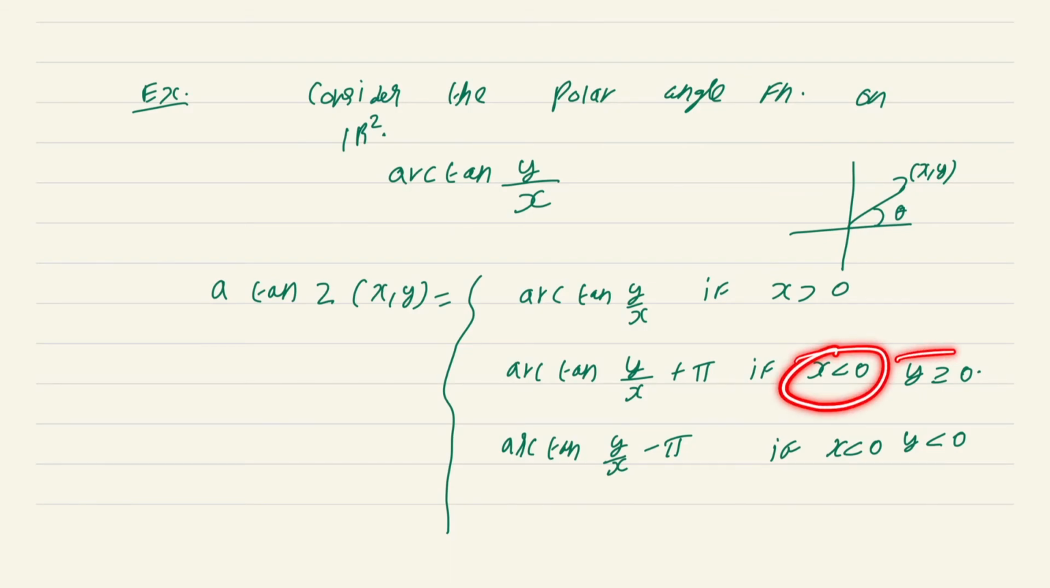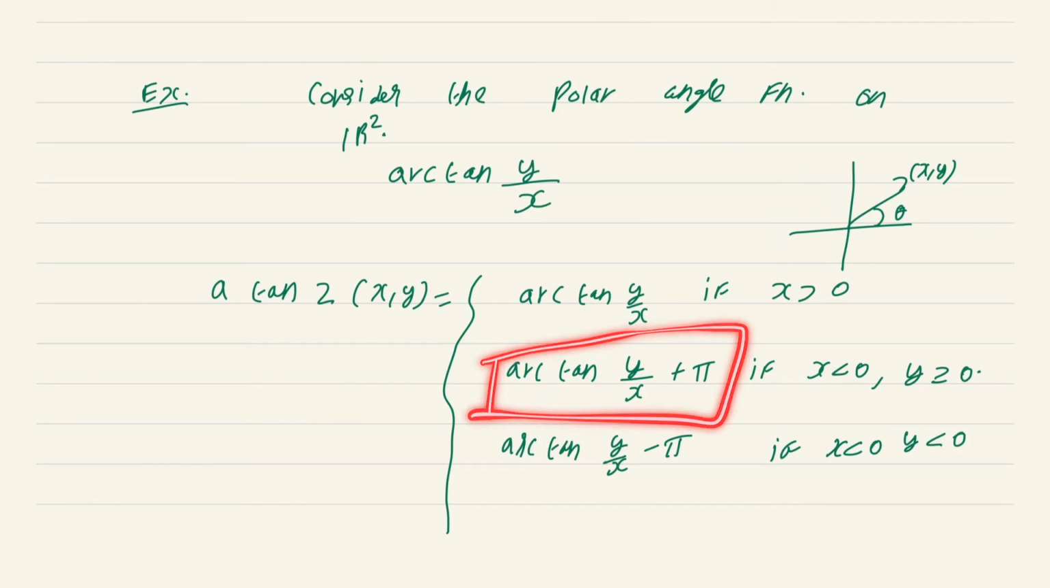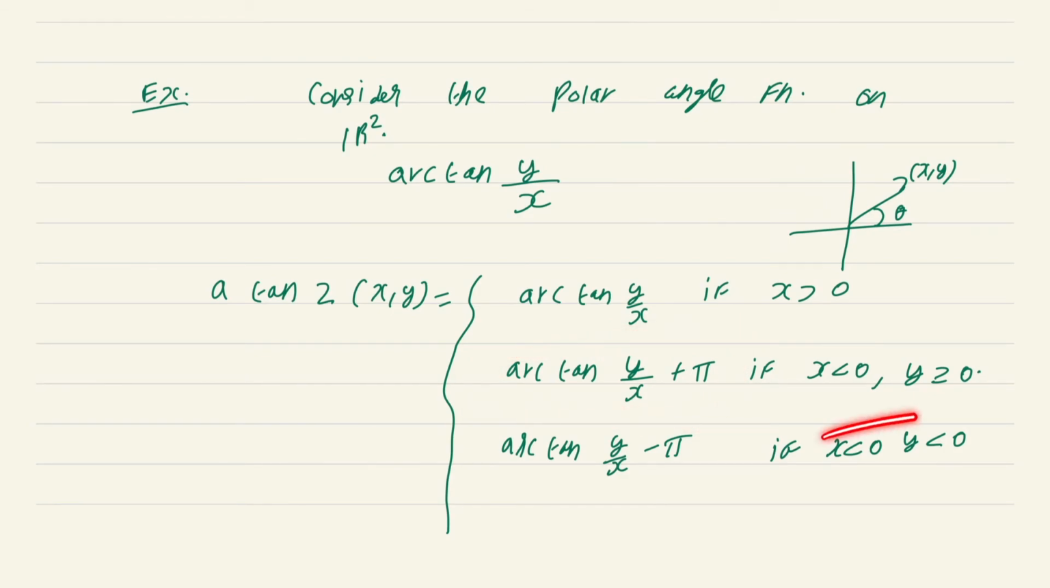If x is less than 0 and y is greater than or equal to 0, that is this part, then the function is given by arc tan y by x plus pi. If x is less than 0 and y is less than 0, that is this quadrant, the third quadrant, then the function is given by arc tan y by x minus pi.